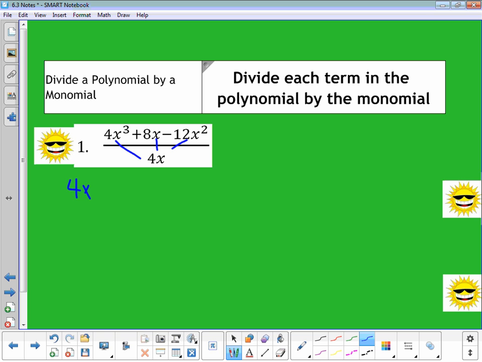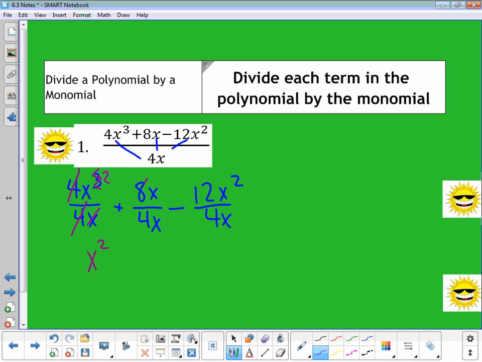So I have 4x to the third divided by 4x. Then I have 8x divided by 4x. Then I have negative 12x squared divided by 4x. And simplify each one of those individually. So 4x to the third divided by 4x: the 4's are going to cancel out. X to the third over x is x squared. So I just have x squared there.